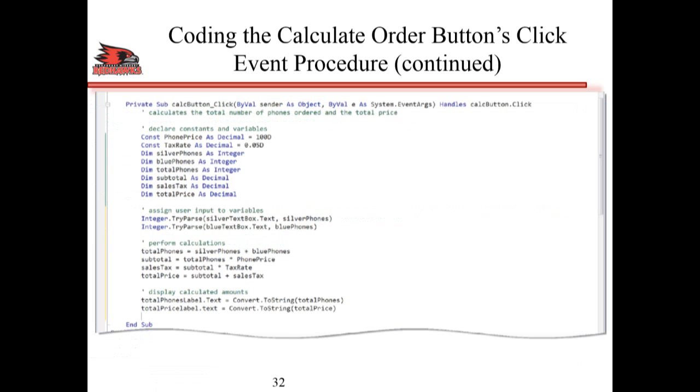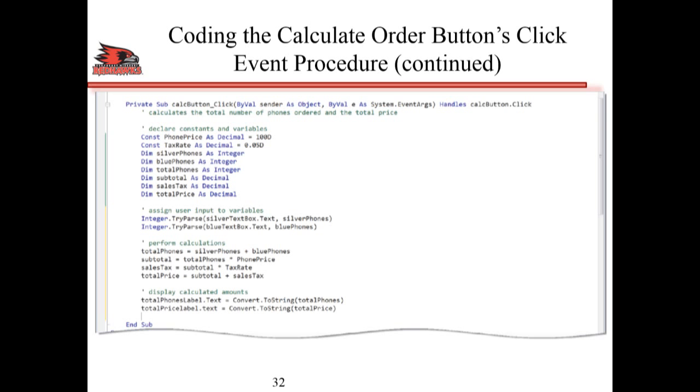After you have defined everything, then you assign the user input to the variables. So you pull whatever data is in the text boxes for the silver phones or the blue phones, and assign these values to the respective variables. Here they have used the TryParse method, so whatever text is in the text box is first converted to integer, and then that integer value is assigned to the silver phones or blue phones variables. So Integer.TryParse has been used here. You can use the other, Convert.ToInt32, whichever you like.